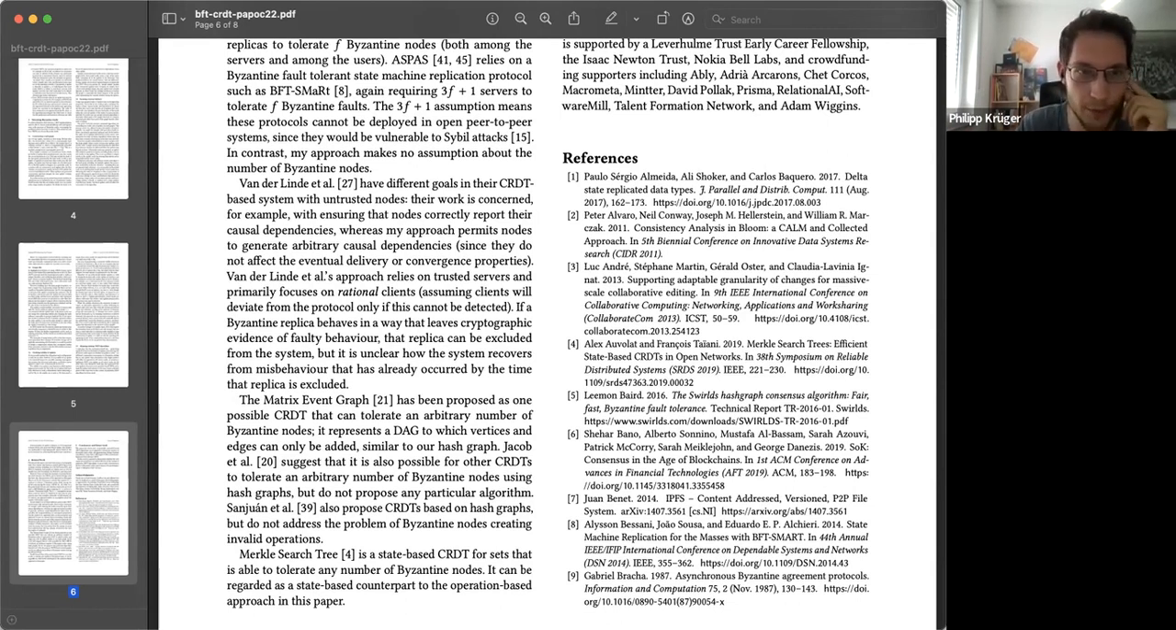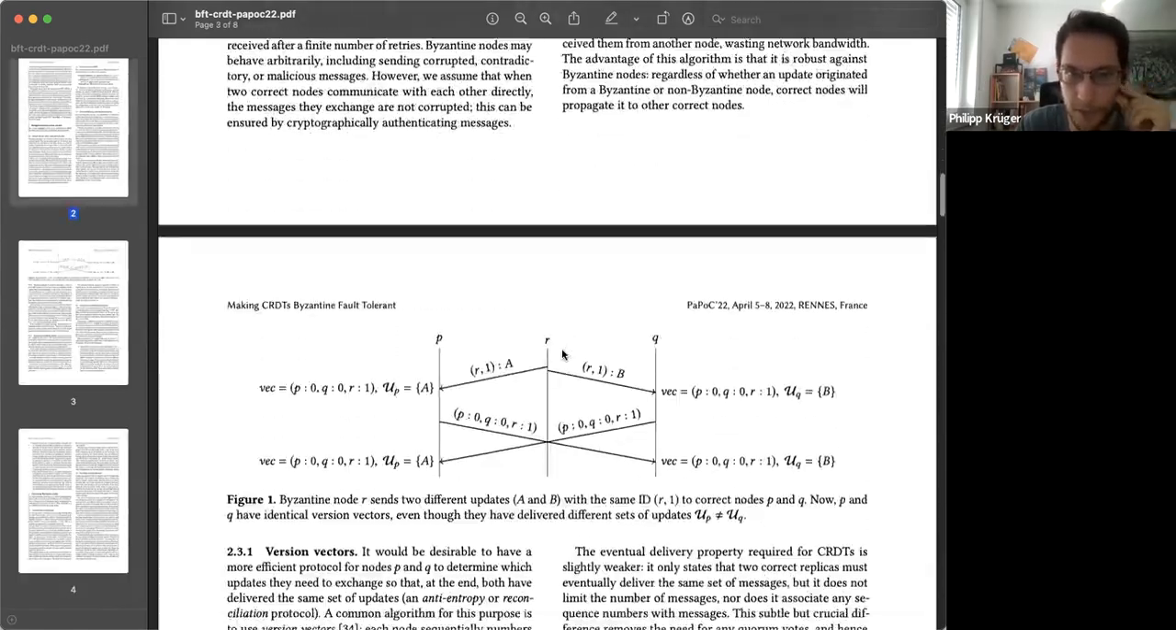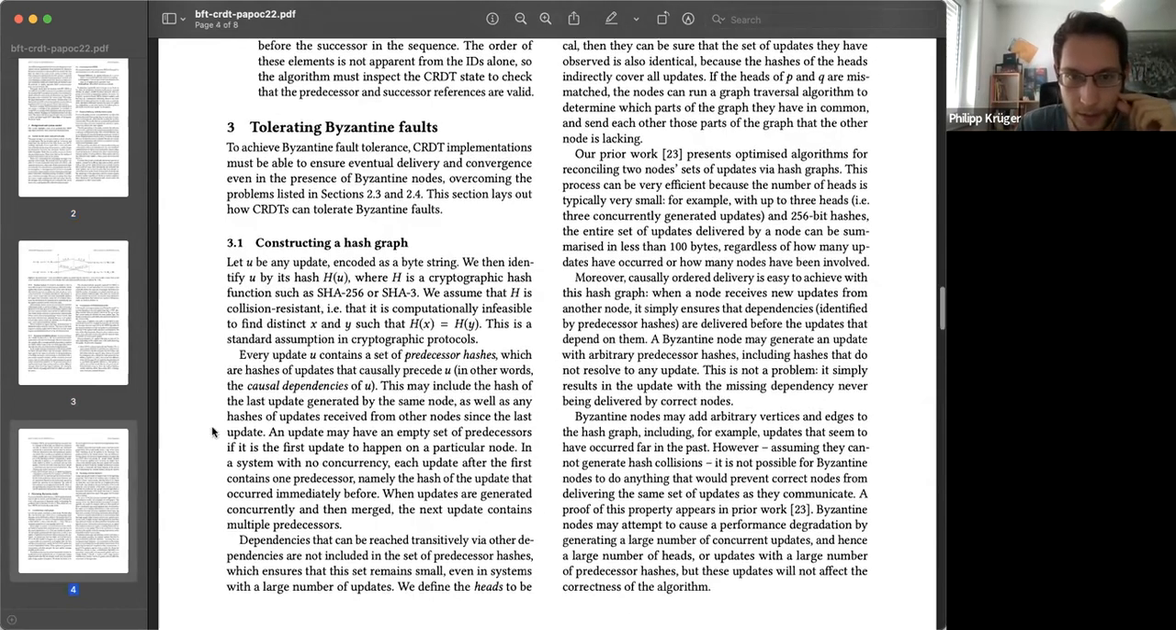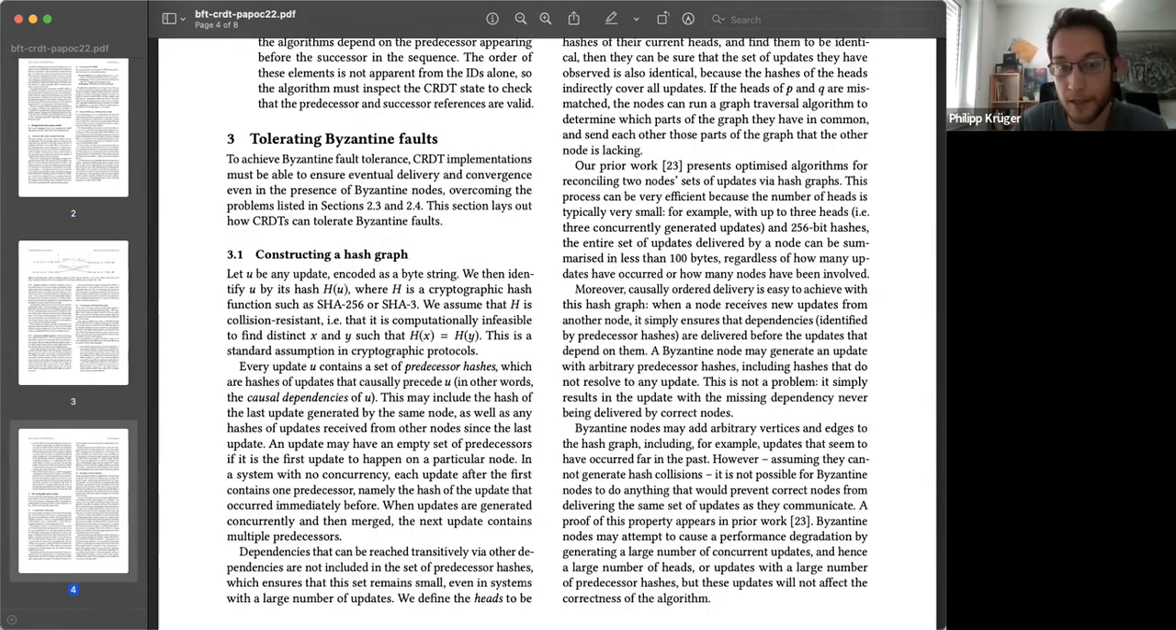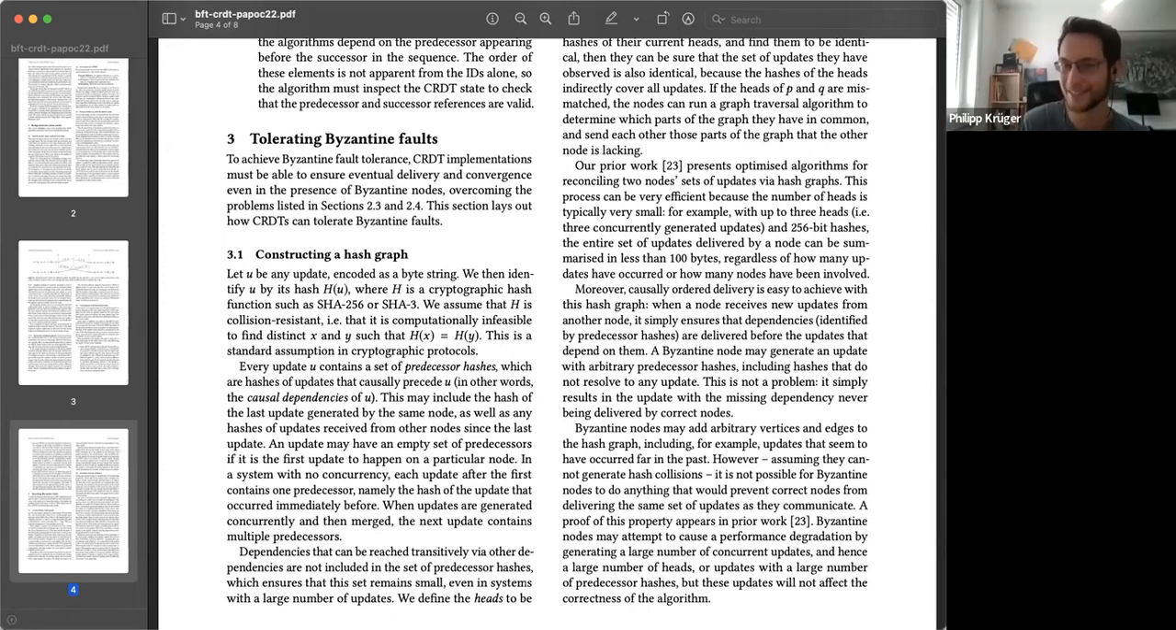So there in section 3.1, constructing a hash graph, it's saying every update U contains a set of predecessor hashes. And then later, this may include the hash of the last update generated by the same node, as well as any hashes of updates received from other nodes since the last update. And so that is not like, he's not saying include the causally dependent elements, just include everything you've seen so far. Well, and that helps reduce at least causally, and that's why I think it'd be nice to distinguish.